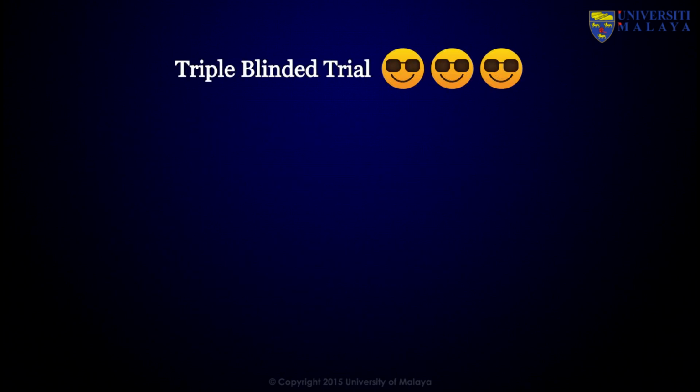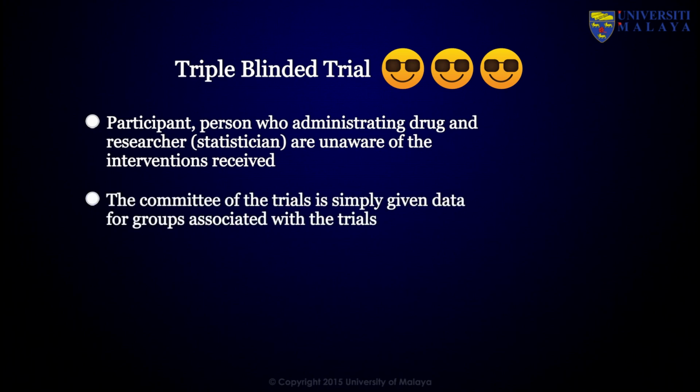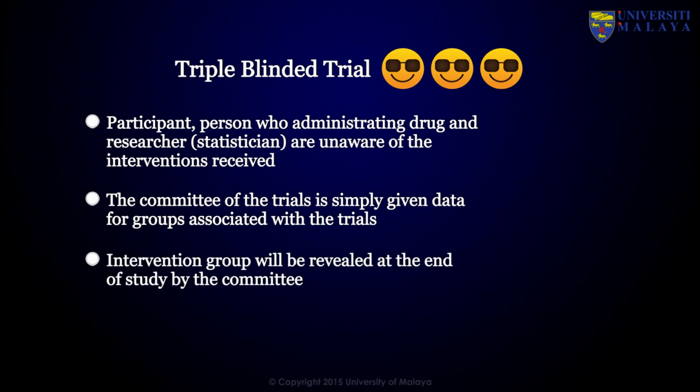In a triple-blinded trial, the participant, the person administering the drug, and the researcher or statistician are unaware of the intervention received. The committee of the trial is simply given data for the group associated with the trial. Intervention group will be revealed at the end of the study by the committee.